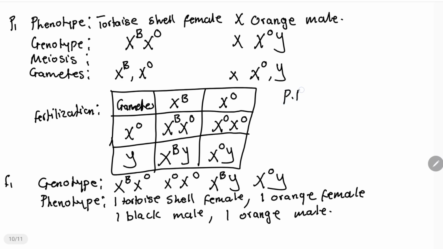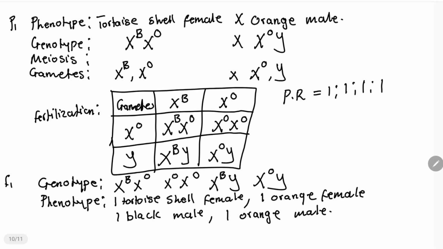So I'm simply going to write that by PR, but you have to write the whole word. So phenotypic ratio, I'll simply include it as PR. So it is going to be 1 tortoiseshell female, 1 orange female, 1 black male, and 1 orange male. So it is going to be 1:1:1:1, right?